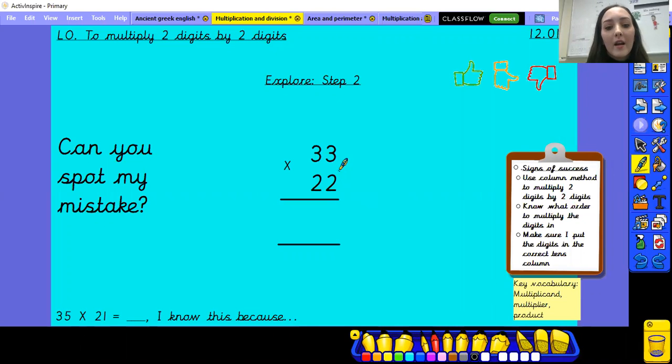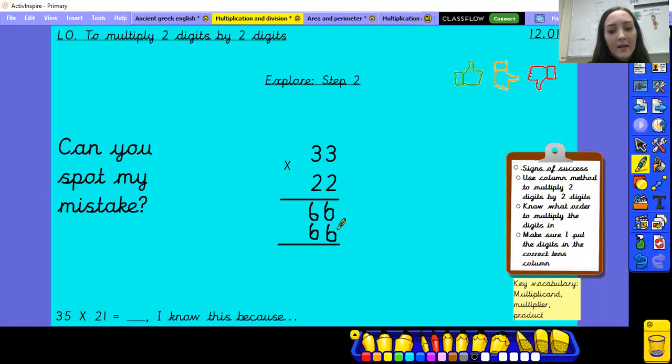So I'm going to start here with my ones column and multiply 2 times 3, which is 6. Okay, I'm going to do this again, 2 times 3, which is 6. And now I'm going to multiply 2 times 3 here, which is 6, which goes here in my ones column. I'm going to do the same again here, 2 times 3, which is 6 as well. So I have two lots of 66, which I need to add together.